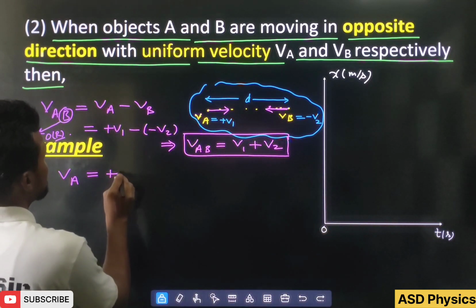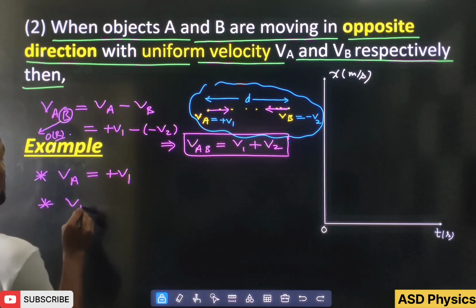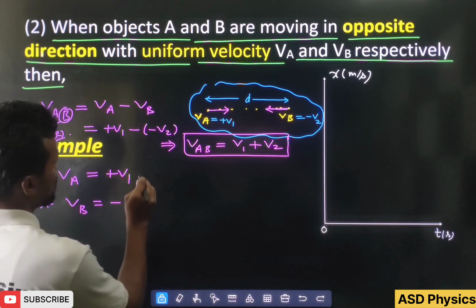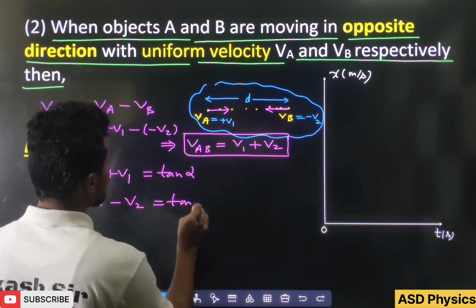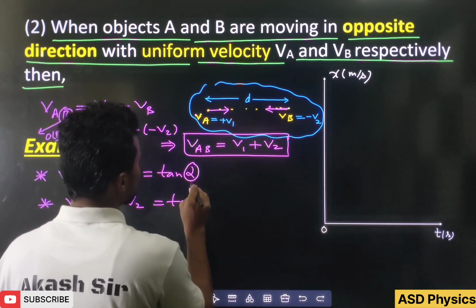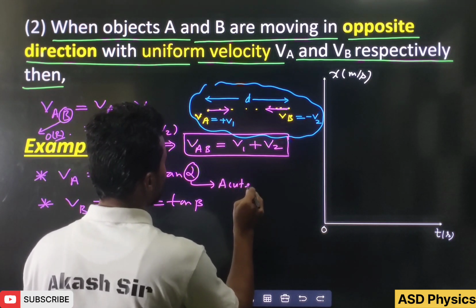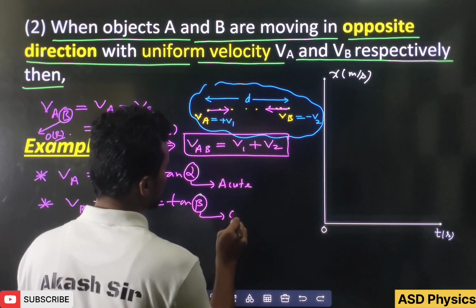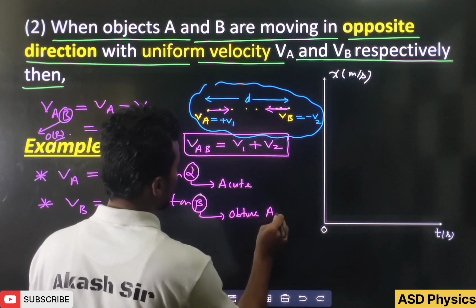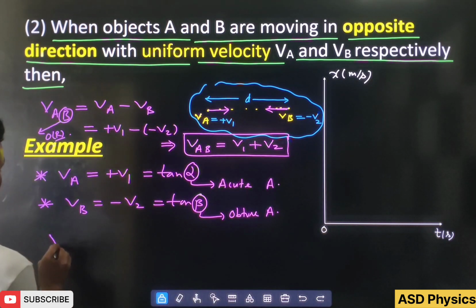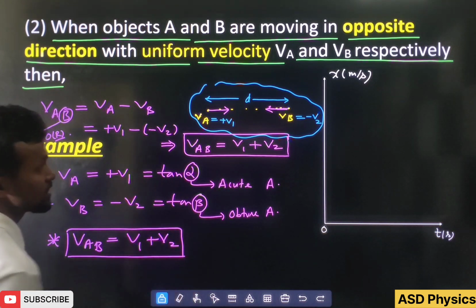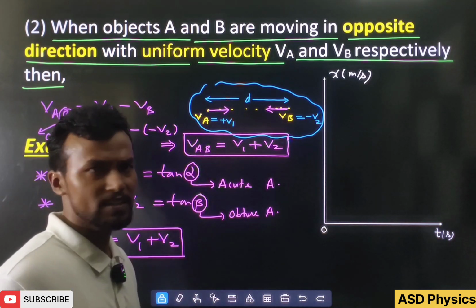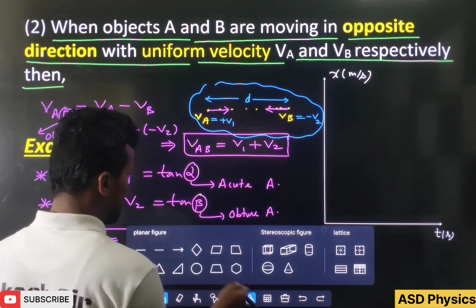As I have told you very well, VA is plus V1 and VB is minus V2. If I write tan alpha and tan beta here, you know very well this alpha will be an acute angle, and negative velocity means this beta will be an obtuse angle. Remember that. The velocity of object A with respect to object B is V1 plus V2, and the separation between them I have taken as D. Now let me draw the graph here.